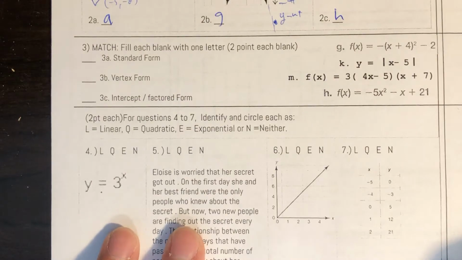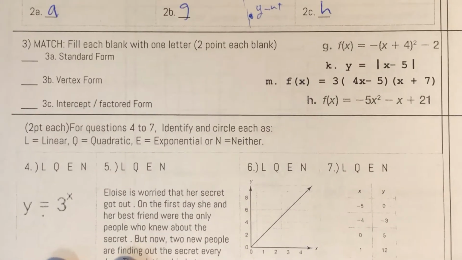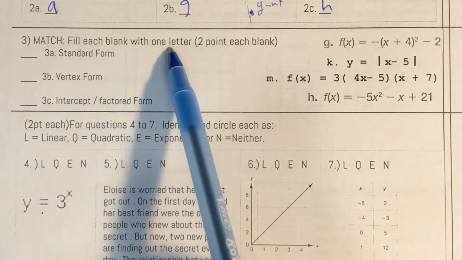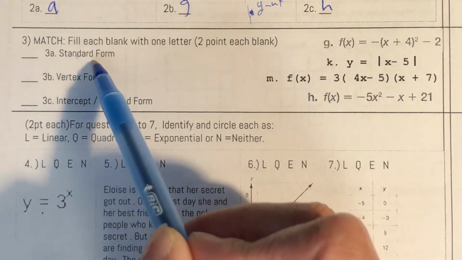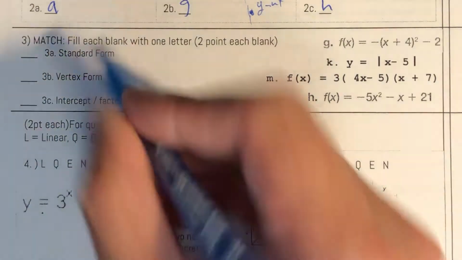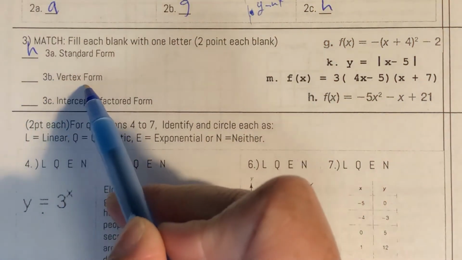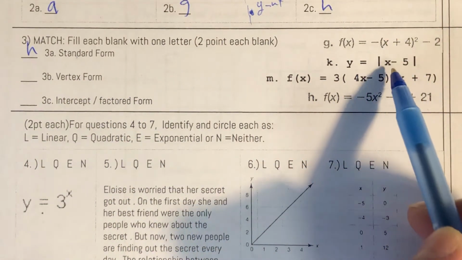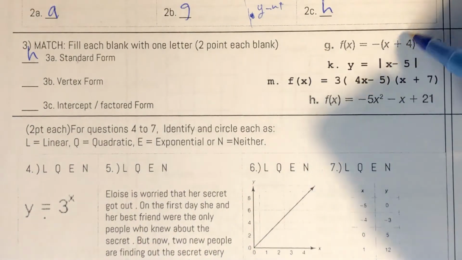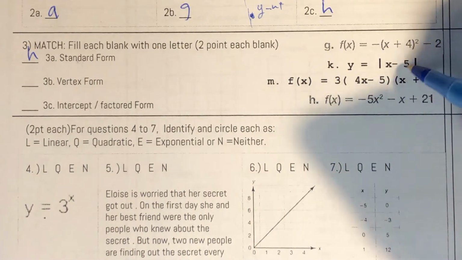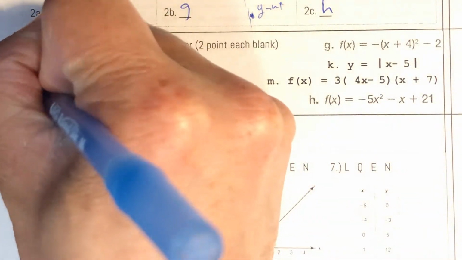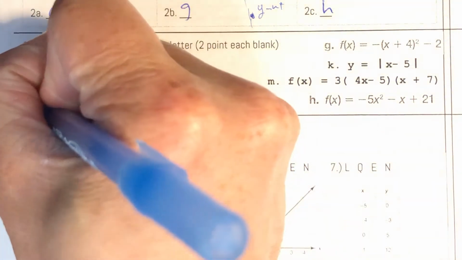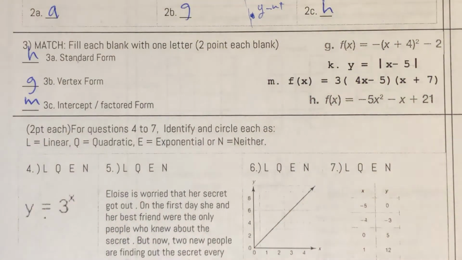Let's do the matching. Fill each blank with one letter. Standard form has no parentheses, so that would be H. Vertex form has one set of parentheses. This is a parenthesis, it curves. These bars are absolute values. And remember, quadratic has a power of 2, so this is not even quadratic, so this would be G. Intercept or factor form has two sets of parentheses right there, so this would be M. H, G, M.